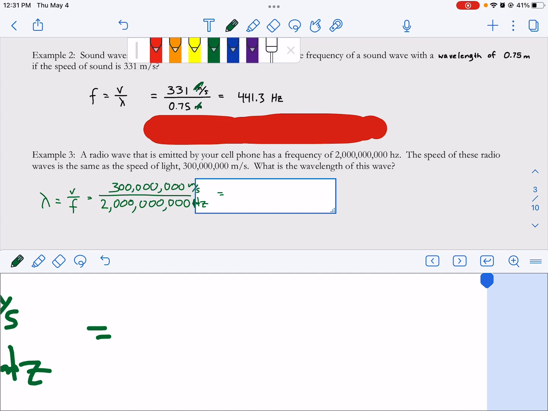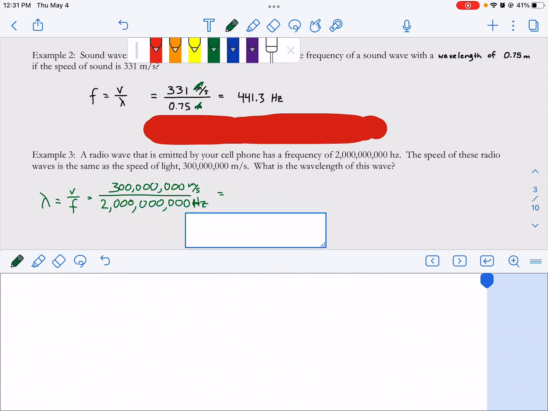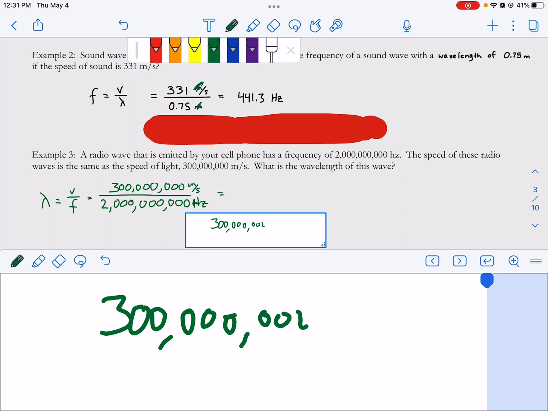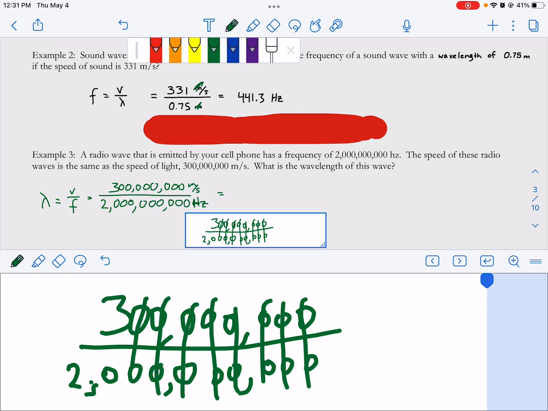Now I have to plug that into my calculator. That's a lot of zeros though, and I don't want to type all those in. So did you know that when you have numbers like 300 million and 3 billion, you can just cross off all these zeros? So I'm really doing 3 divided by 20 in my calculator. 3 divided by 20, and I get 0.15.